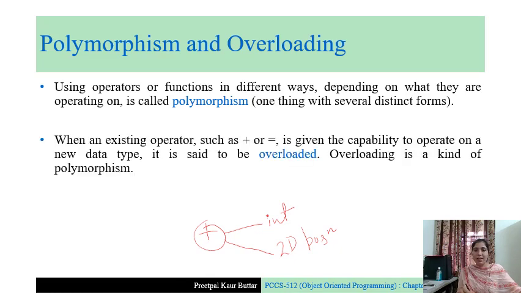And when an existing operator such as plus or equal to is given the capability to operate on a new data type, this operator is said to be overloaded. The original capability of the plus operator is to operate on int or double data types, but we are giving it the additional capability to operate on 2D positions, so we can say that plus is overloaded. Overloading is a kind of polymorphism.